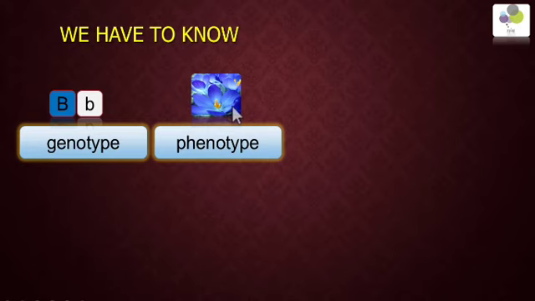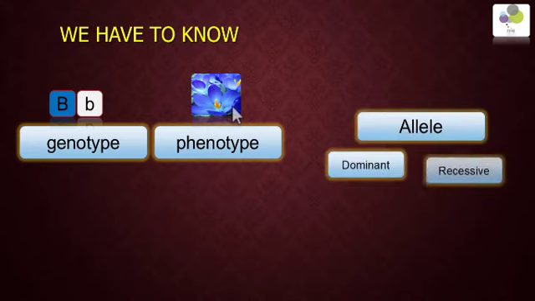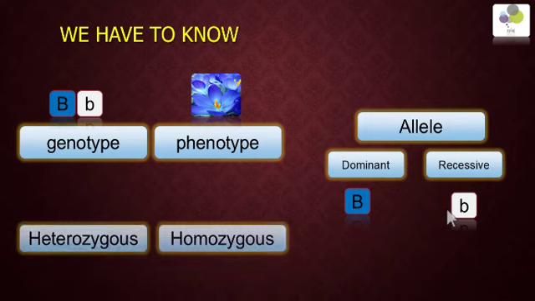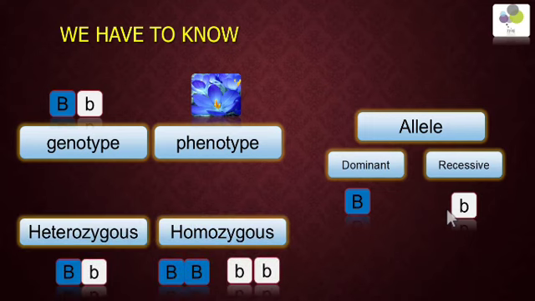One thing else, guys, we have to know the allele. The allele is a different version of a gene, and the allele may be dominant or recessive. We always write the dominant with a capital letter and the recessive with a lowercase or small letter. The organisms may be heterozygous or homozygous for a certain trait. If it's homozygous, that means we have two dominant alleles or two recessive alleles, so B capital B capital or b small b small. But in the case of heterozygous, that means we have one dominant allele and one recessive allele.